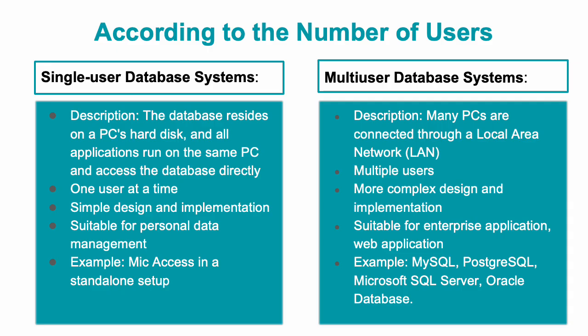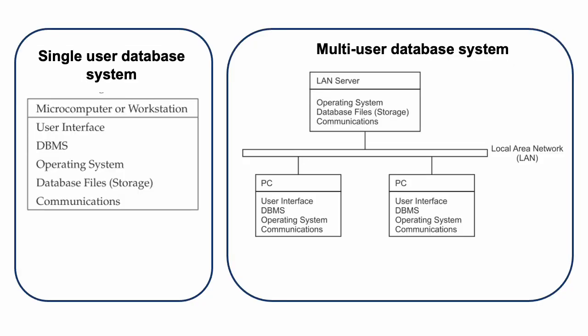It is also connected to security and permissions. Multi-user systems often include more advanced security features, such as user roles and permissions, to manage different levels of access among the users. And here are the examples of the database types based on the number of users, single users and multiple users, as you can see in the slide.